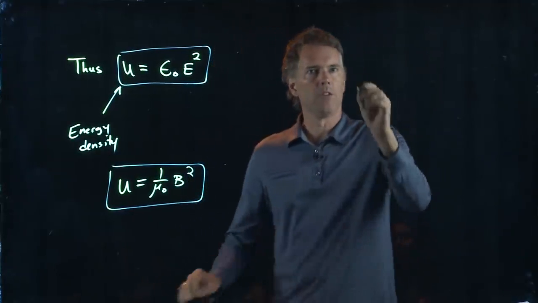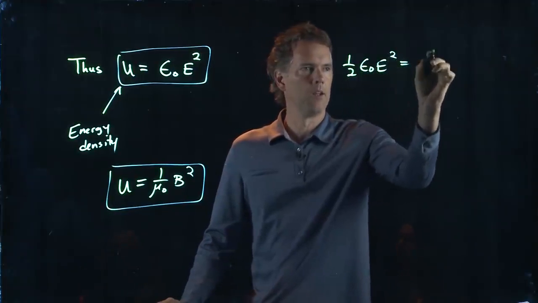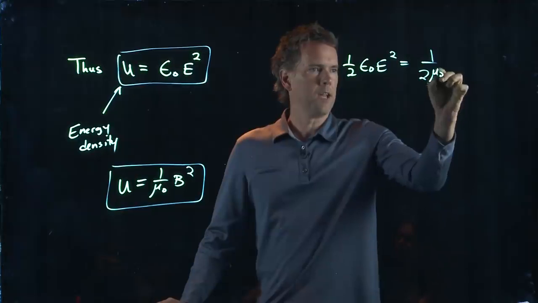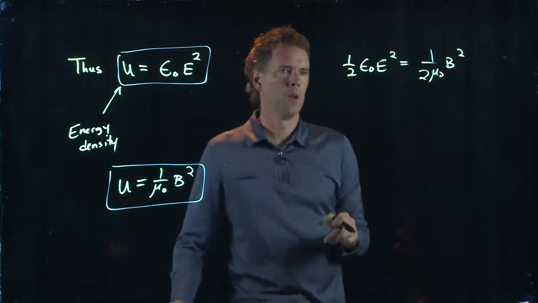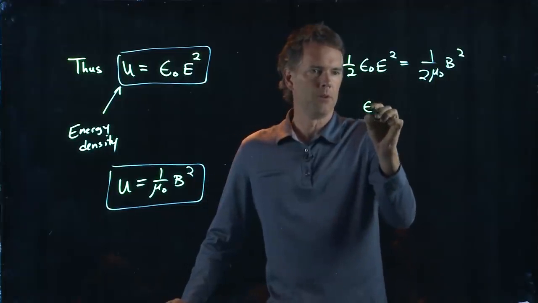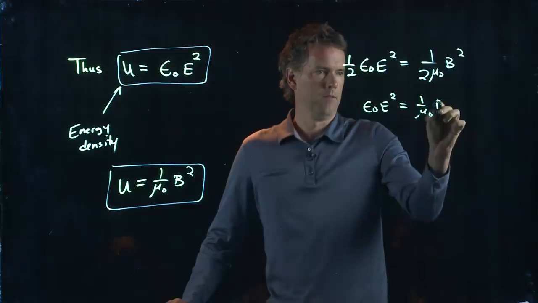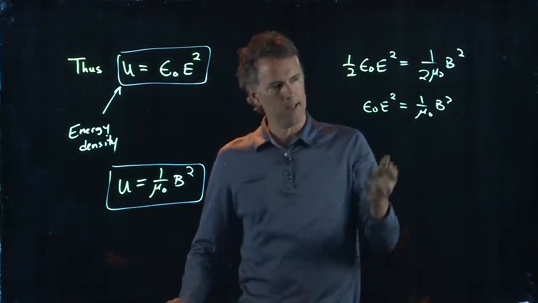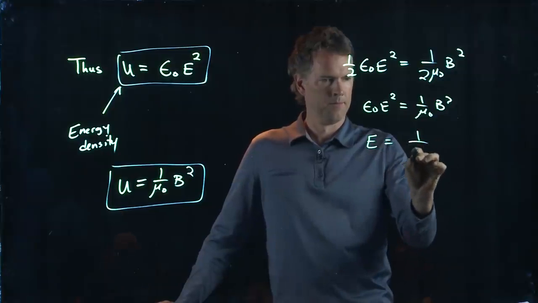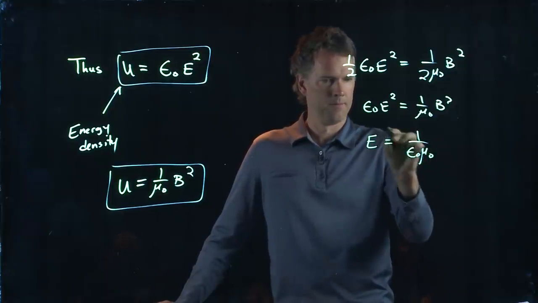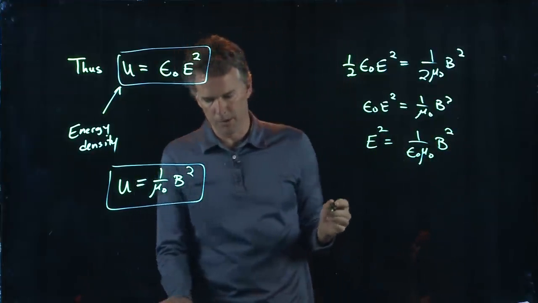So what we said was 1/2 epsilon naught E squared is the same as 1/2 mu naught B squared. Let's multiply by 2 on each side, get rid of the half. And now let's divide by an epsilon naught. And now let's take a square root of both sides.